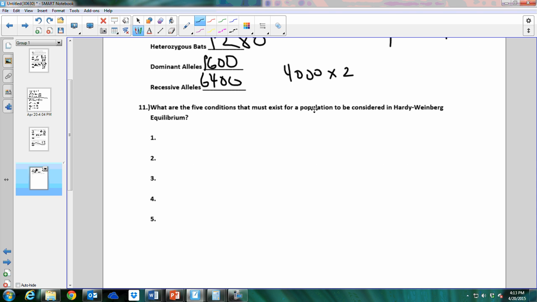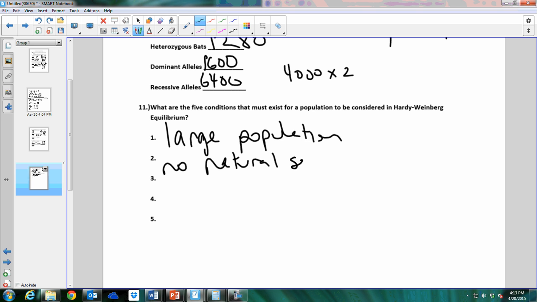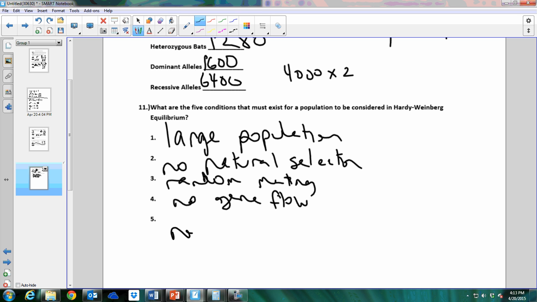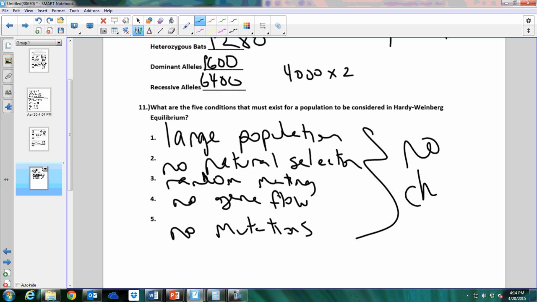And what are the 5 conditions that must exist for a population to be considered in Hardy-Weinberg equilibrium? Let's see if I can do these off the top of my head. There must be a large population, no natural selection, random mating, no gene flow, and no mutations, because all of these represent no change in allele frequency. Hope that was helpful.